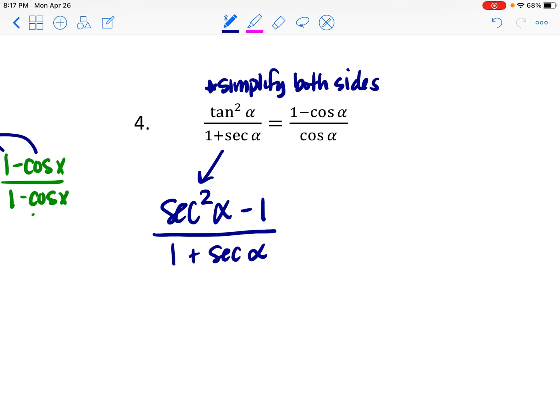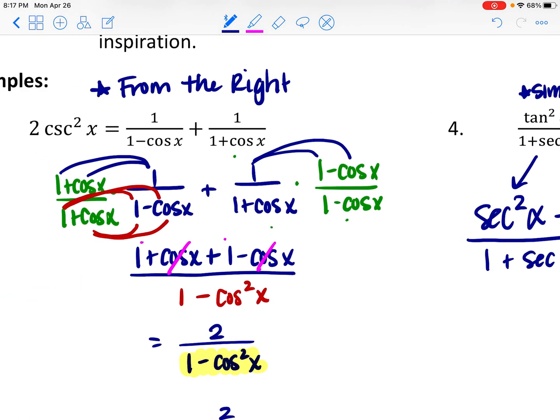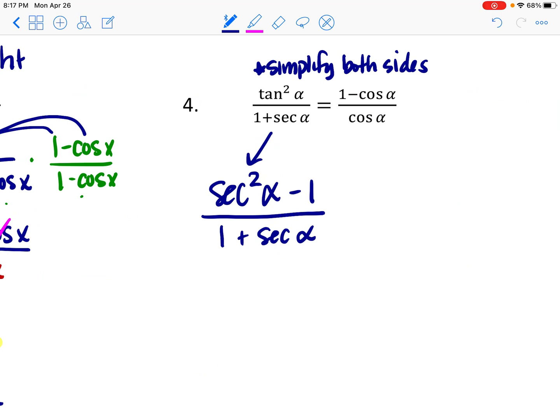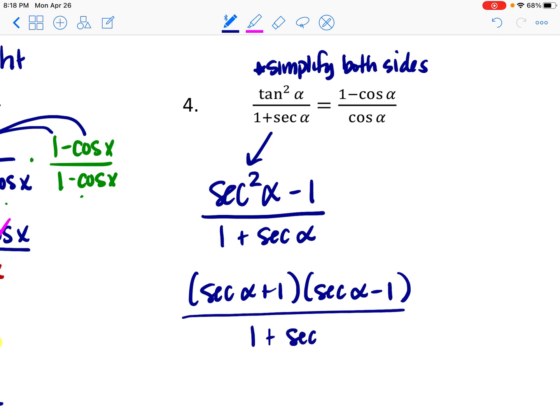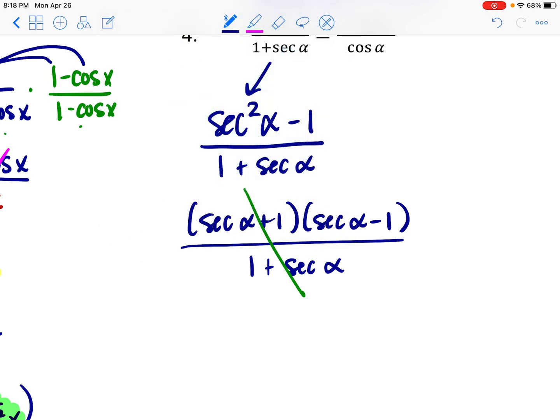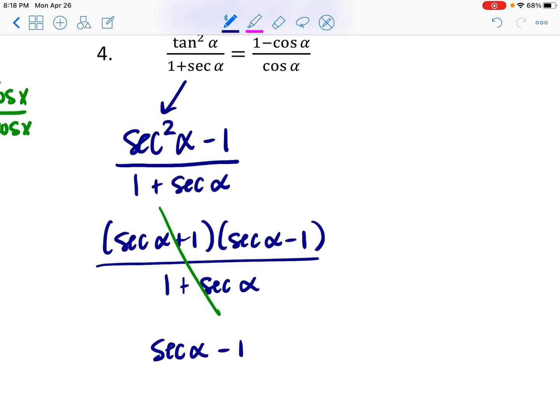Okay, how can I simplify? Now, this might not be jumping out at you, but I was hoping because of what we did on the last one that you would see it here. That secant squared alpha minus 1 is a difference of squares, just like if we had x squared minus 4. So we can factor this into conjugates. The top of our fraction is going to factor into secant alpha plus 1 and secant alpha minus 1. And on the bottom, we still have 1 plus the secant of alpha. Well, that's good because the top and the bottom both now have a secant alpha plus 1. So just more algebra here. We can reduce out what we have in common, which allows us to simplify down to the secant of alpha minus 1.